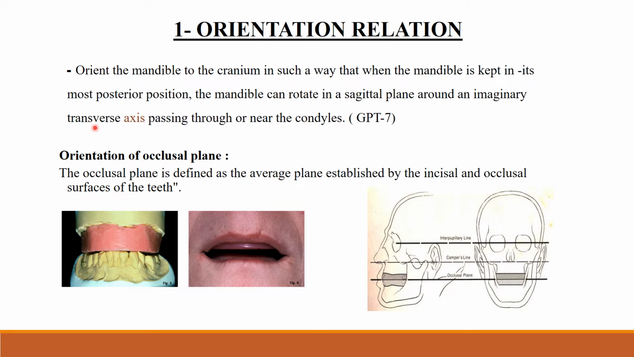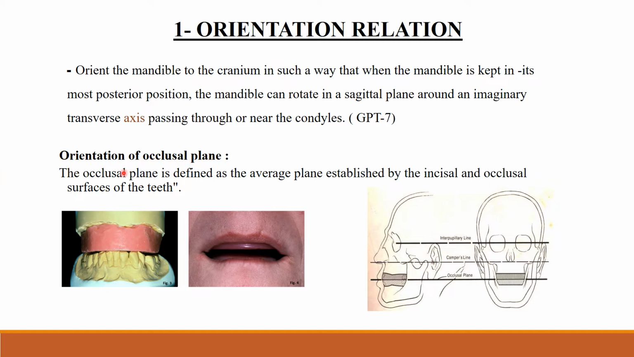The mandible can rotate in a sagittal plane around the imaginary transverse axis, passing through or near the condyles. So, sagittal plane here means when the mandible moves downwards and forwards. So, it is the relation in the sagittal plane.